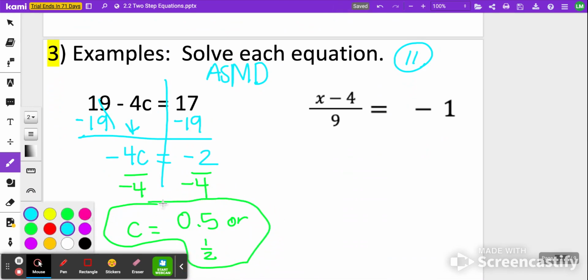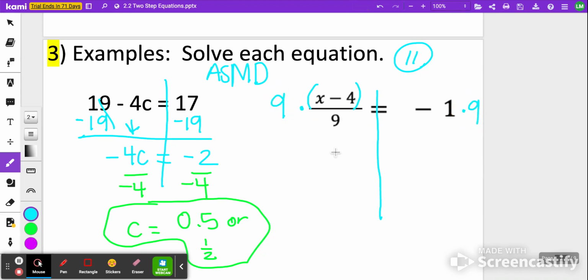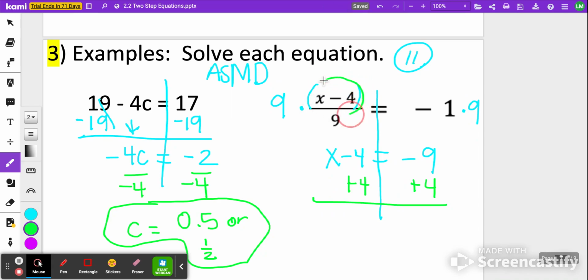This next one is kind of tricky, so we want to be very careful here. I cannot move this x minus 4 yet because technically you want to think about it as a fraction. It has a 9 underneath it. So in order to get rid of this, I have to multiply both sides by 9. So now I'm going to have x minus 4 is equal to -1 times 9, which is -9. Then I'm ready to add the +4 to both sides. Once I multiply by this 9, it released this x minus 4 so it could be by itself. So I get x is equal to -5.